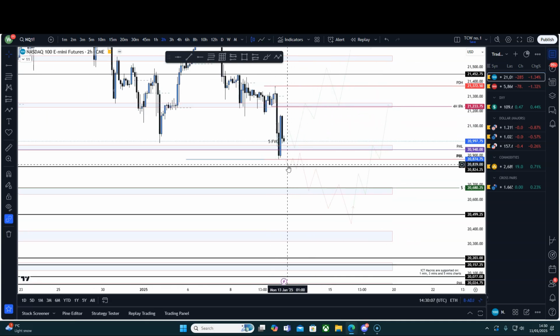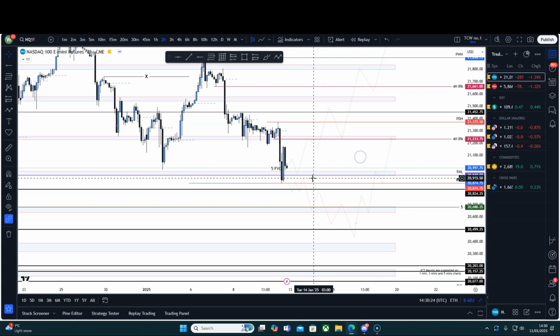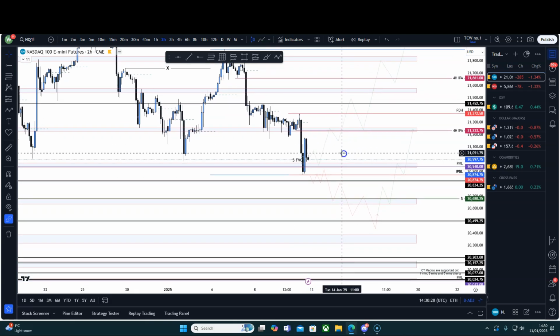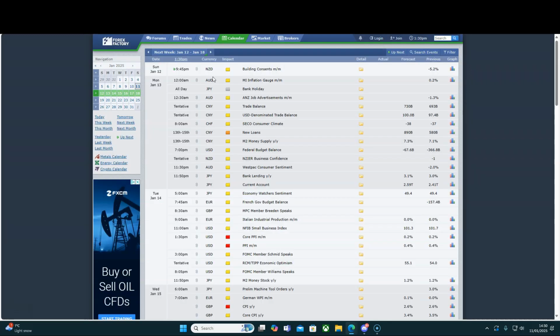However, if price holds below here, and it's showing accumulation distribution below this previous week low, which is here, then I expect price to sell off further before seeing that bounce. Like I say, I will notify you on Twitter exactly how I'm going to trade, but I am bullish for the week on NASDAQ.